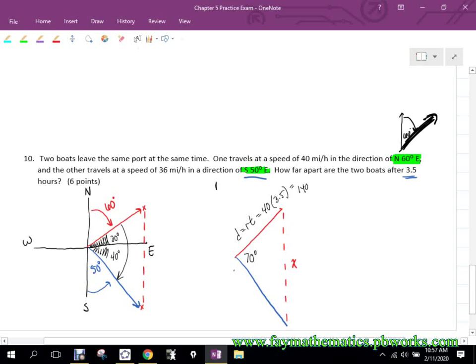Same thing here, distance is equal to rate times time. So the second boat was traveling at a rate of 36 miles per hour for 3.5 hours. How long is that distance then? Should be 126.